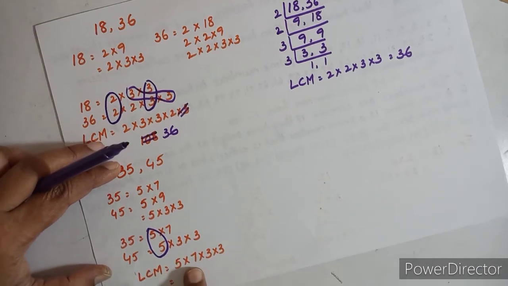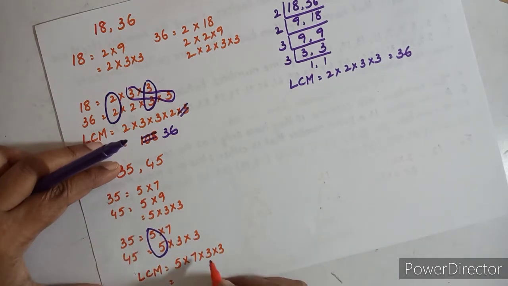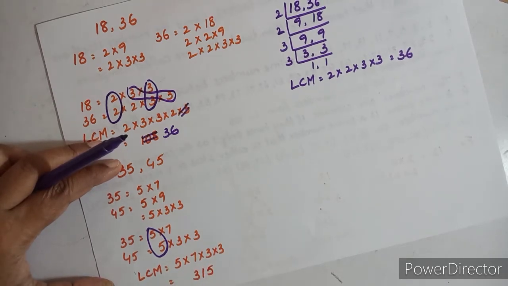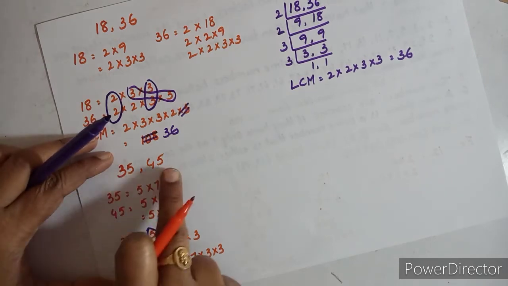Now multiply: 5 7s are 35. 35 3s are, what is 35 3s are? 3 5s are 15 and 3 3s are 9 plus 1, 105. 105 into 3: 3 5s are 15 and 3 1s are 3. 315 is the LCM of 35 and 45.